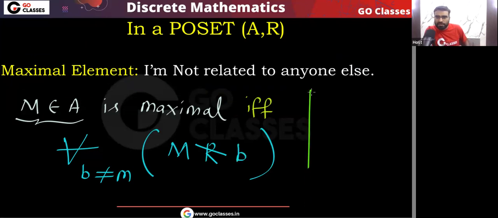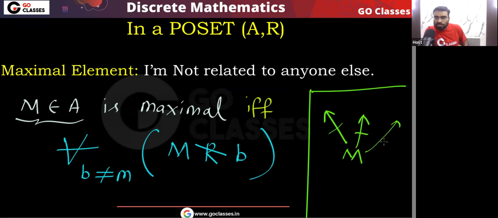Let me create the diagram. Maximal element says that I am not related to anyone else. I am the boss. There is no one above me. Very simple. This is the maximal element.